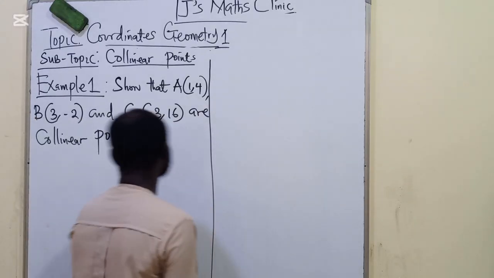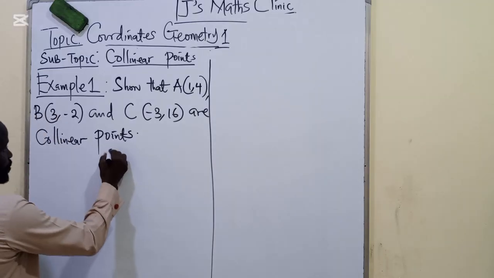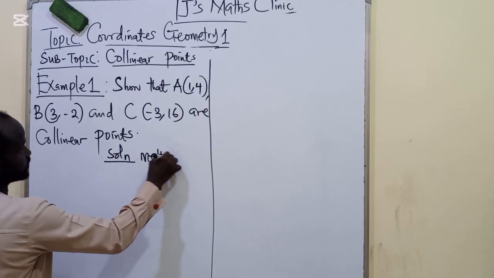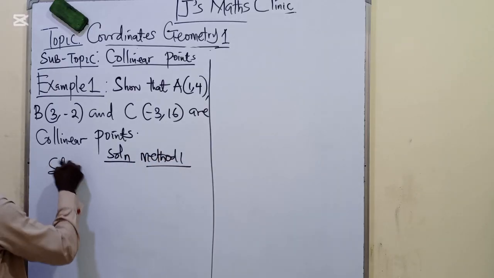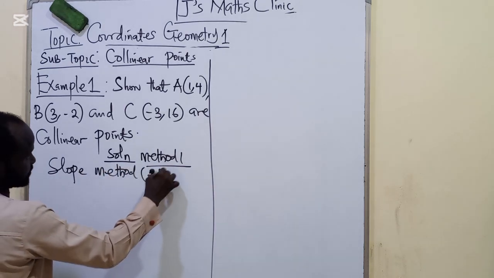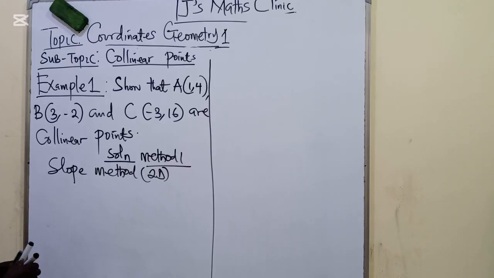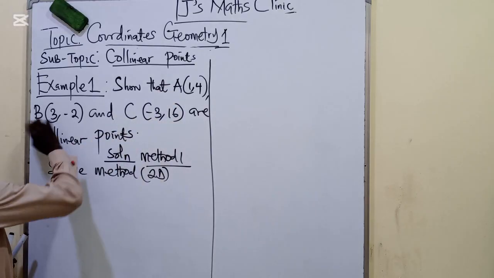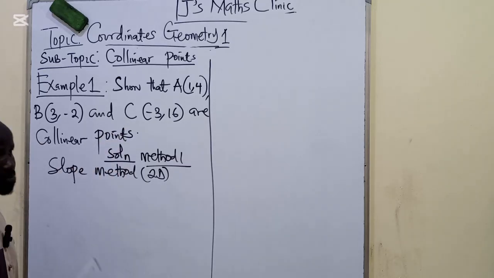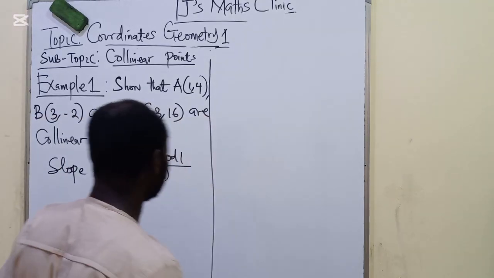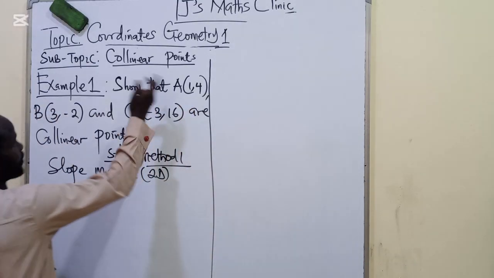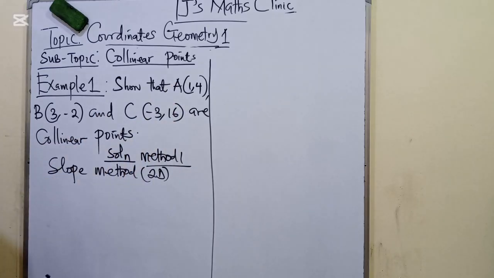Let's write down the solution. The first method we'll use, solution method 1, is the slope method. Slope method, that's under two-dimensional shape. Very important. If the slope between line AB is the same as the slope between line BC, then we can conclude that the 3 points are collinear. If they are not the same, then they are not collinear. So let's find the gradient of the slope between line AB, then BC.